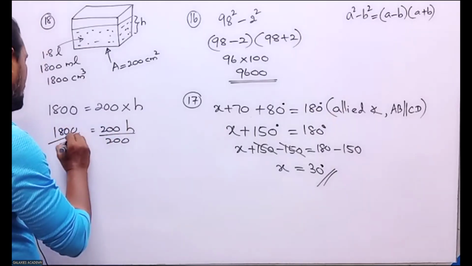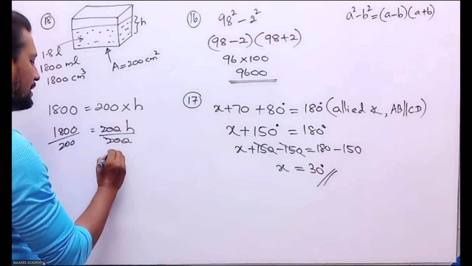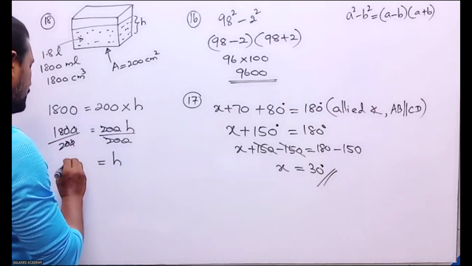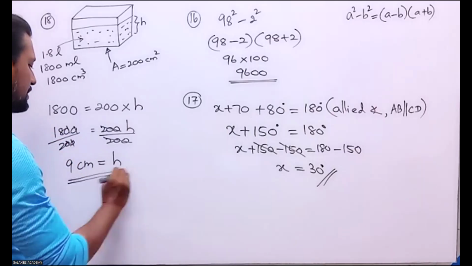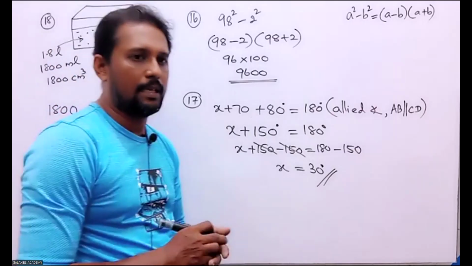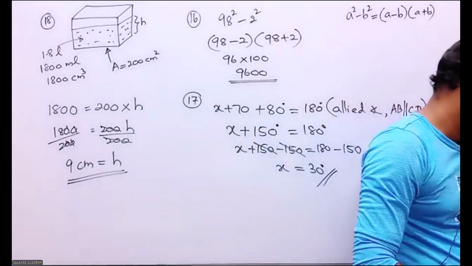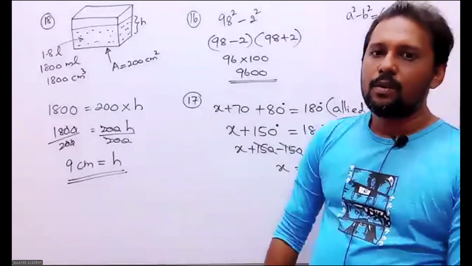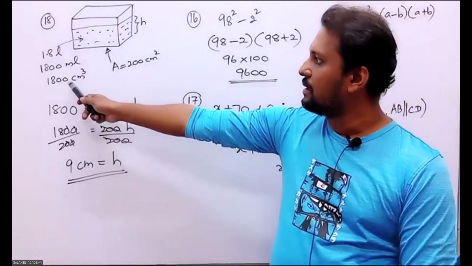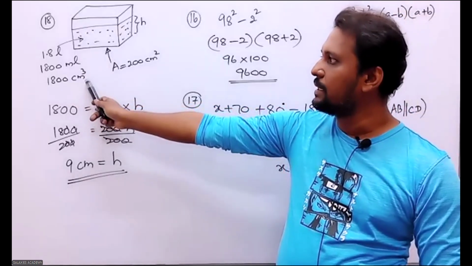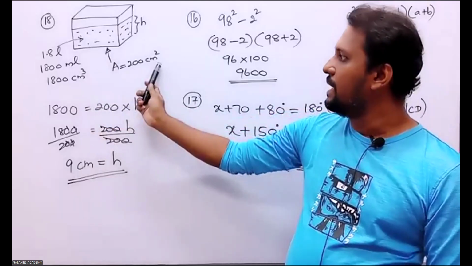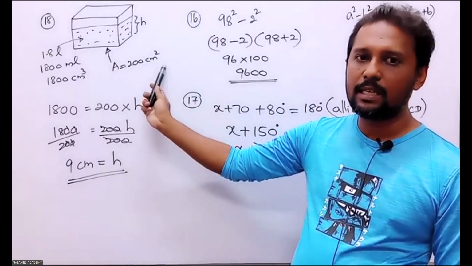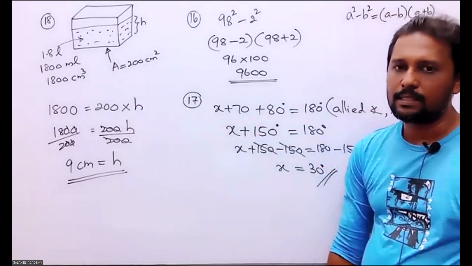Then you can get the value 200 and 200 cancel. H equal, two zeros we can remove. 18 divided by 2 is 9. 9 centimeters. Why I converted this volume into cubic centimeters: because the base area is given in square centimeters, no? That is the reason.